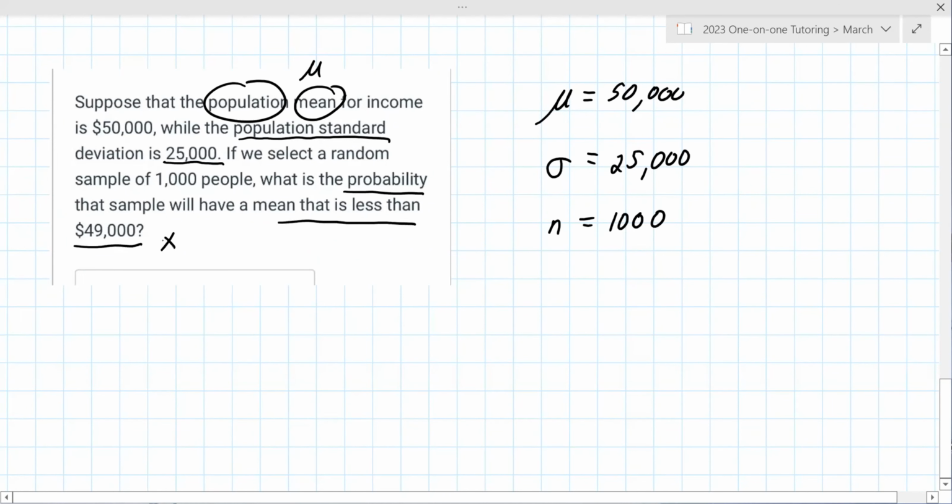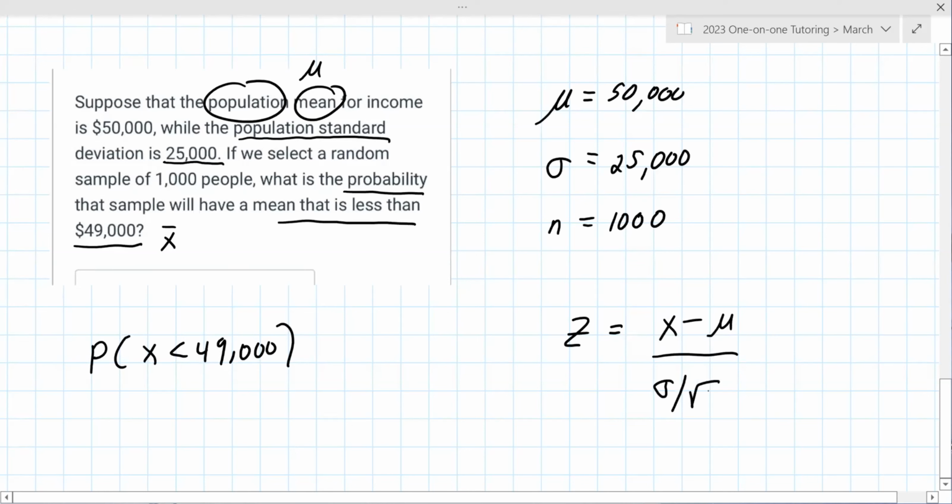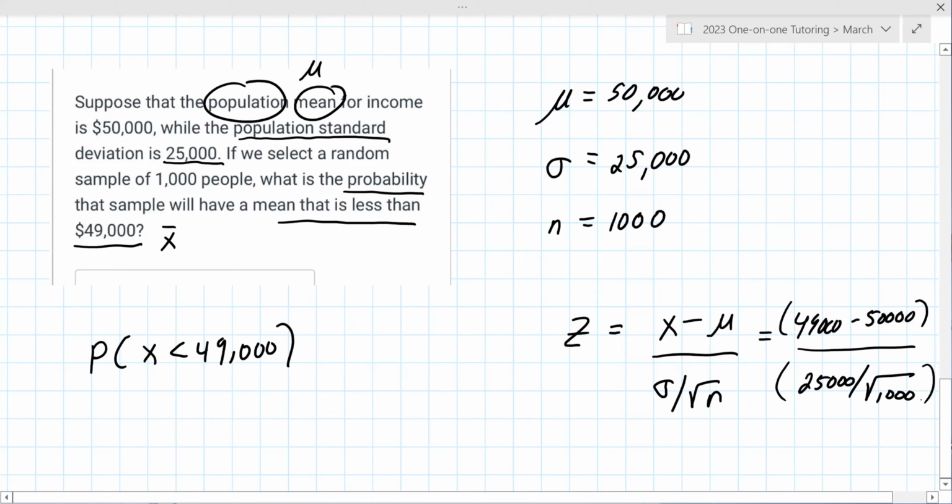So that's essentially your X or X bar. So what we're trying to figure out is the probability that X bar, it's really X bar here is the right notation, is less than 49,000. And that's where you need your Z value. Your Z is X minus mu over sigma divided by the square root of n. That's the 49,000 minus 50,000 over 25,000 divided by the square root of 1,000. Now, when you put this in your calculator, the numerator has parentheses and the denominator has parentheses. So if you don't mind calculating that for us, just to confirm.